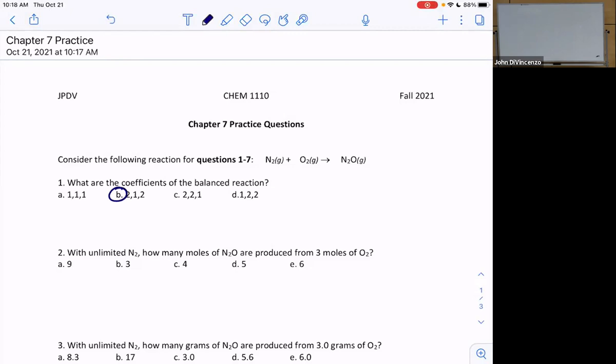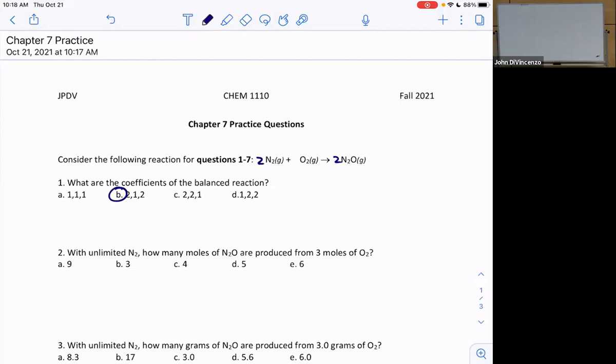So we put a 2 out in front of here to balance the oxygen. Then you need a 2 here to get the nitrogen balanced. If you have trouble with this one, you've got some work to do. And this is super easy. You need to practice a little bit more with balancing if this is problematic. So that's our coefficients, 2, 1, 2.